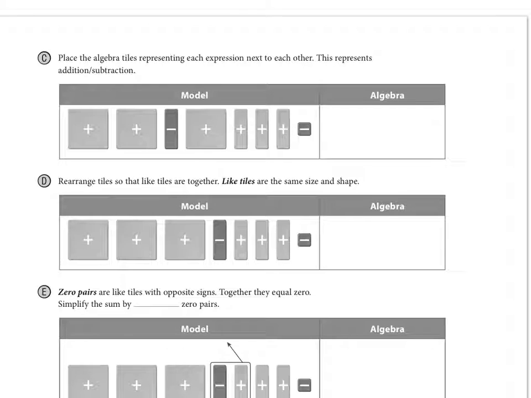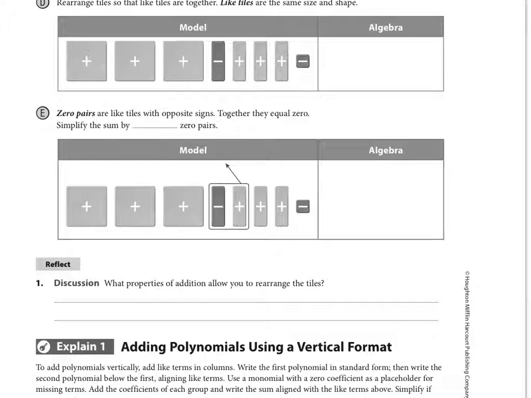It says rearrange the tiles so that you have like tiles together. We refer to them as like terms. So we take all of our x squareds, put those together. We take all of our x terms, put those together, and then our constants. And then basically what happens is anything that we have opposites, in this case a negative x and a positive x, will cancel. So then what are we left with? We are left with 3x squared. We're left with 2 x's positive, and then we're left with a minus 1.